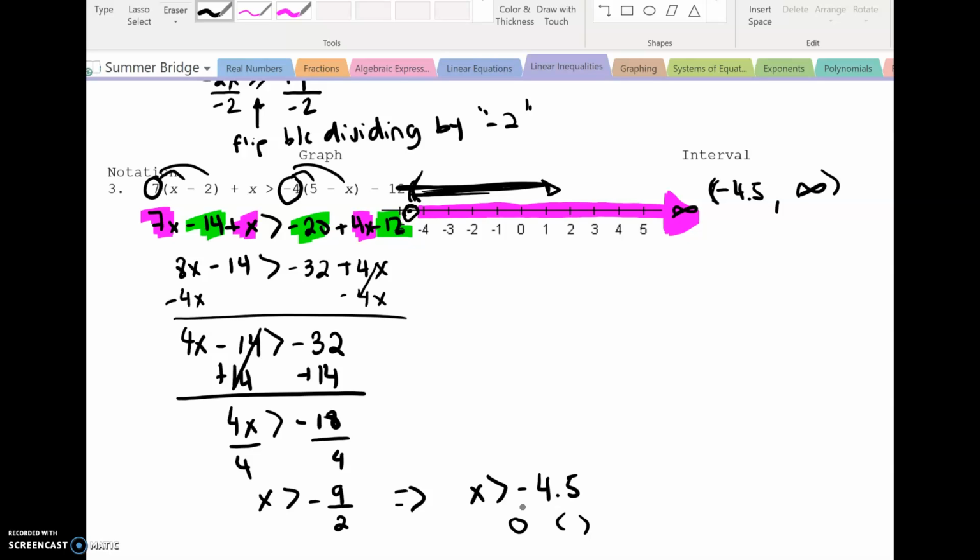Please make sure you're practicing this. I highly recommend, if you are watching this a second time, pause the video before I start solving each example, try it yourself, and then press play and see if what I did matches up to what you did.